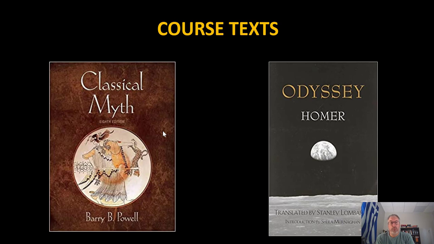But it dips its toes into Egyptian, Middle Eastern, Near Eastern, Roman mythology, and does a really good job of breaking down how it's all connected. I've ordered the most recent edition of the Powell text. Again, if you can find an earlier edition that's cheaper, I am all in favor of students saving money, as the cost of textbooks is crazy. So if you find an older edition, they're really not all that different.